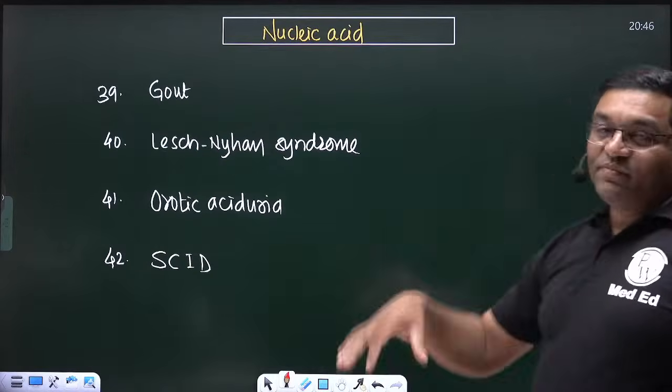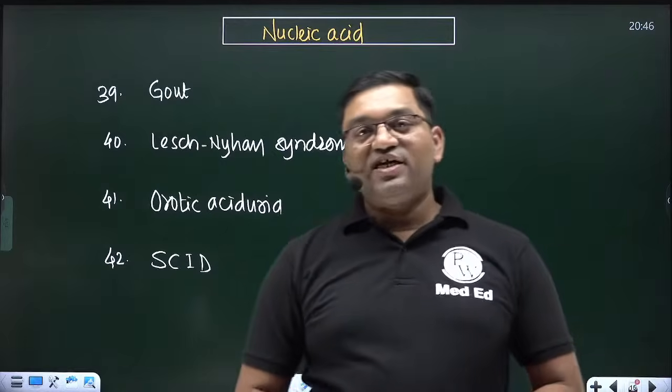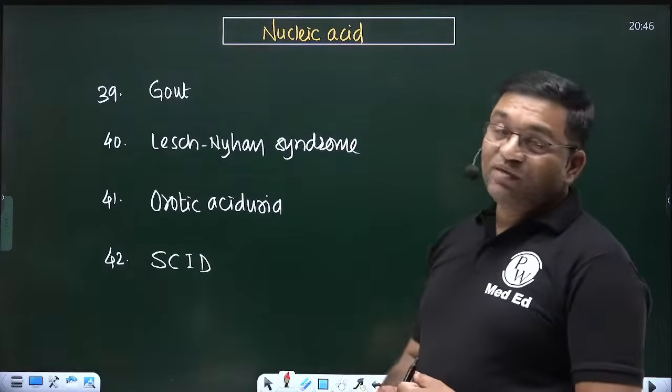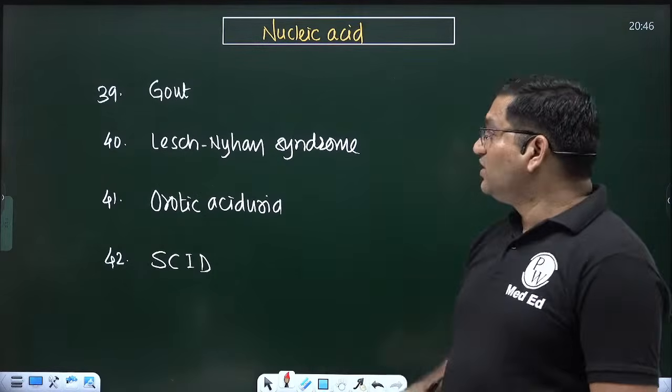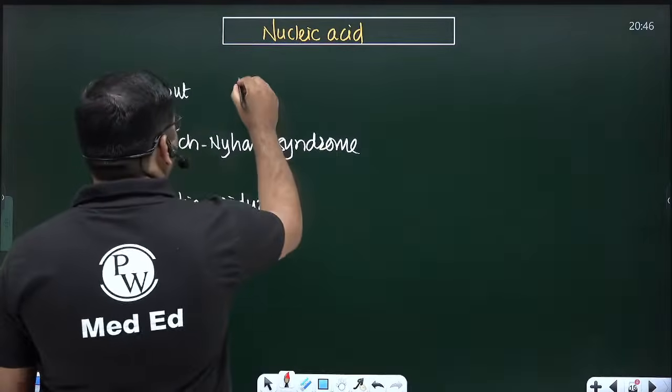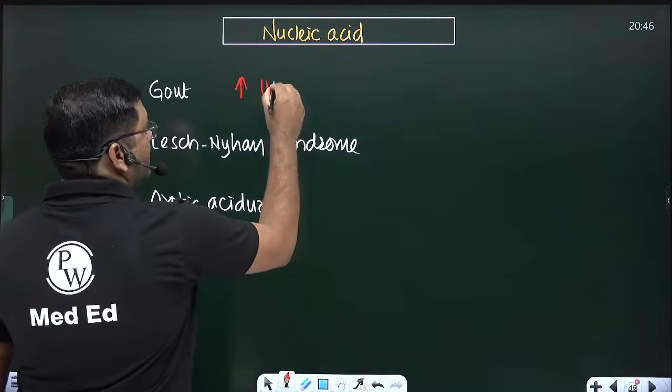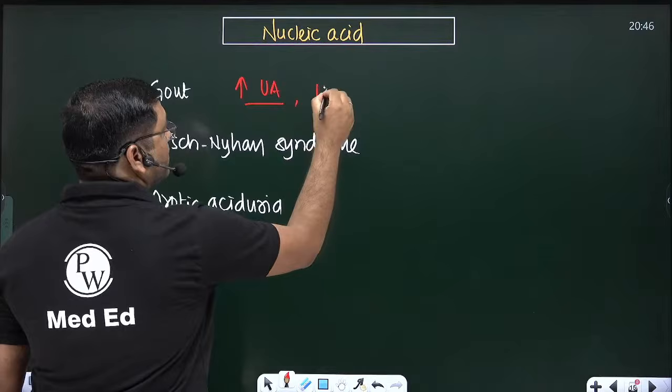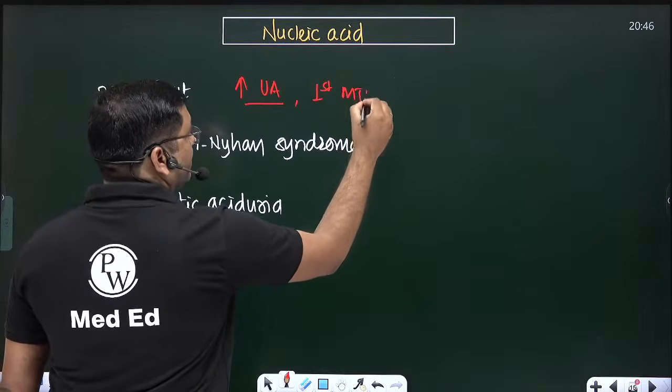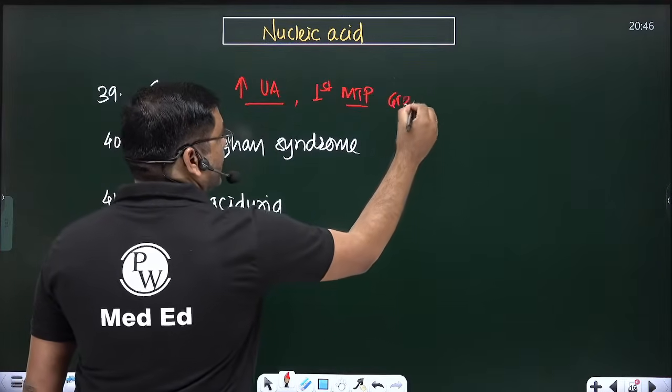Now, nucleic acid chemistry and metabolism. Gout is a very important clinical case. In gout, there is an increased uric acid level. The most common site affected is the first metatarsophalangeal joint, the great toe.